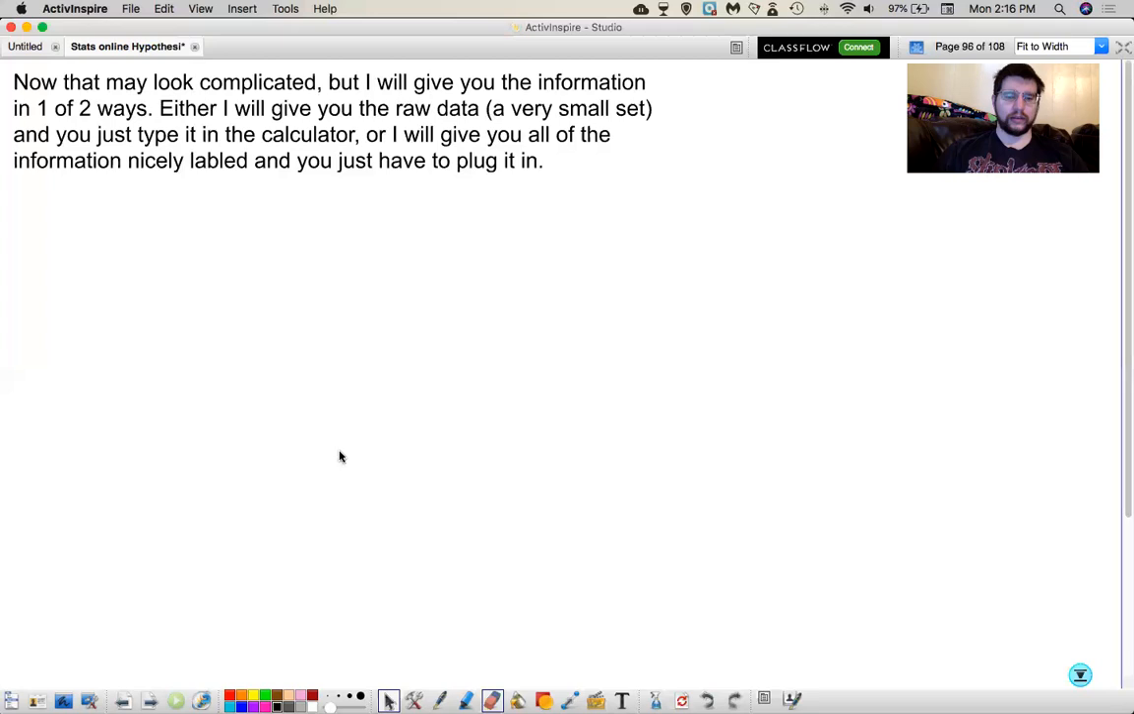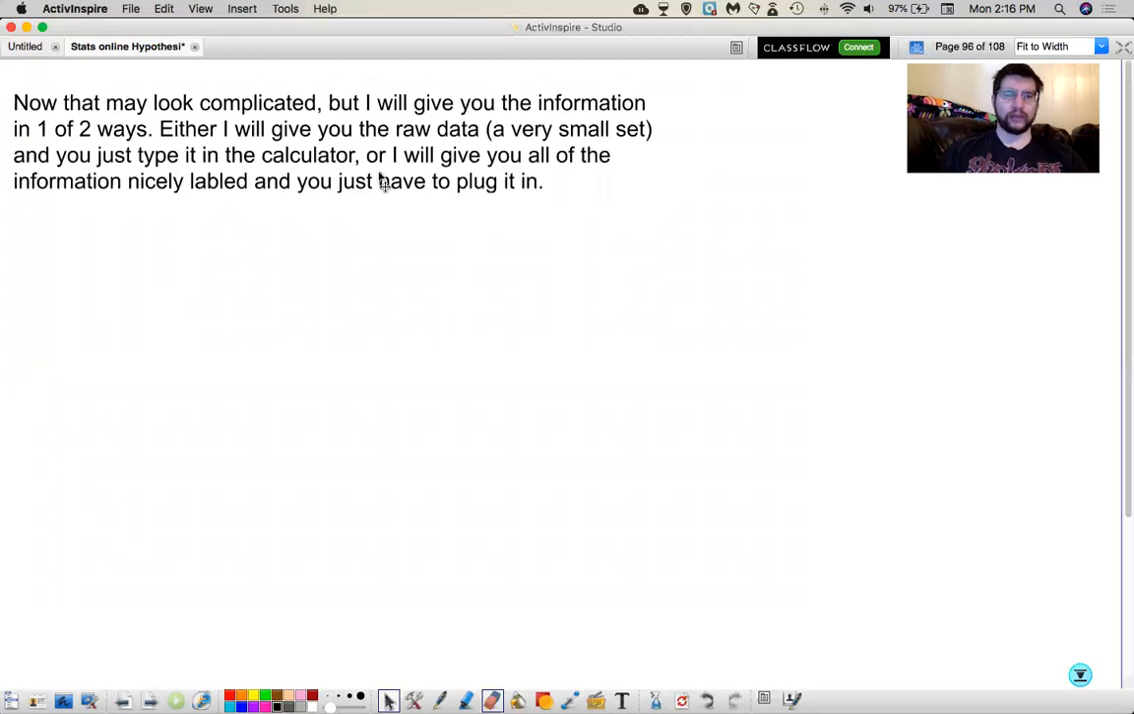So again, it's a complicated looking formula, but it's really not going to be that bad at all. You're just going to type it in the calculator and be done with it.